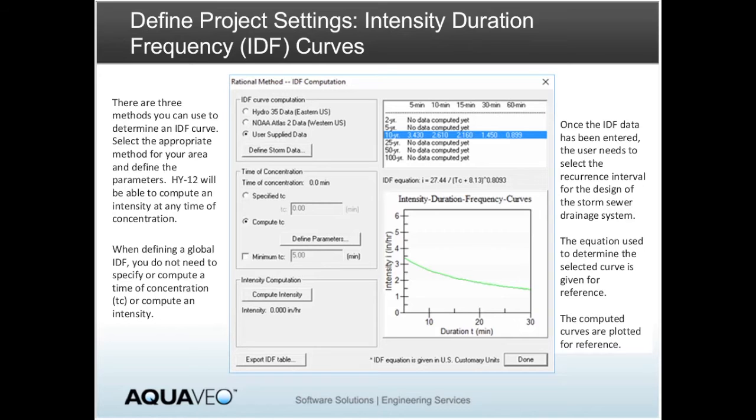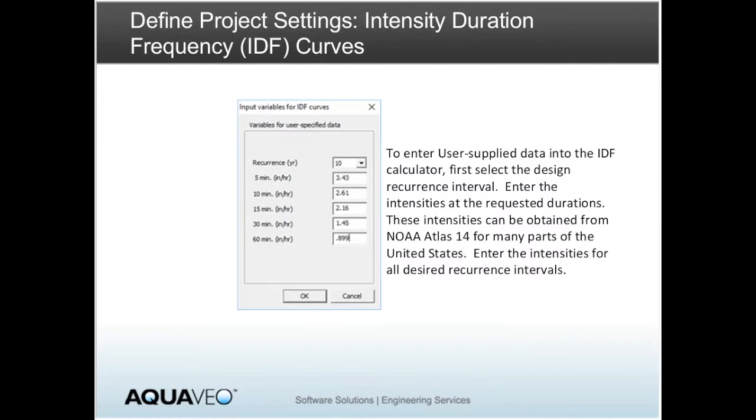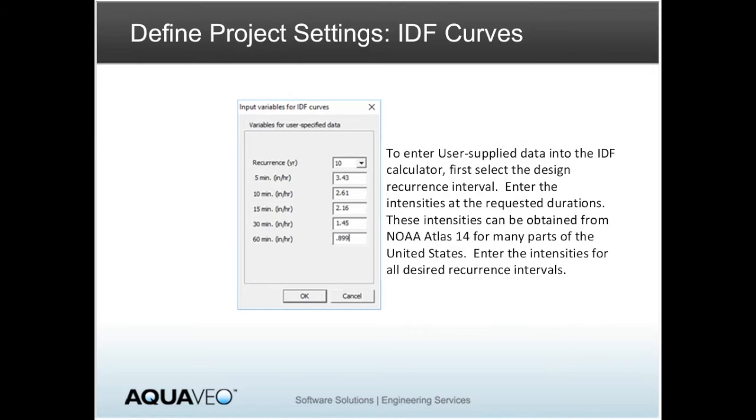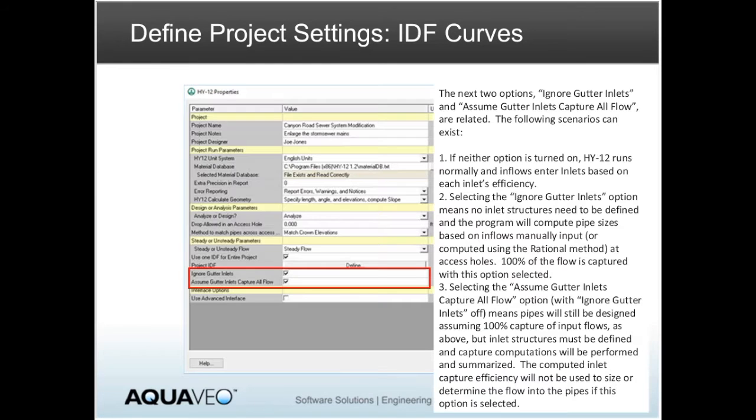Once the IDF data has been entered, the user needs to select the recurrence interval for the design of the storm sewer drainage system. The equation used to determine the selected curve is given for reference. The computed curves are plotted for reference. To enter user-supplied data into the IDF calculator, first select the design recurrence interval. Enter the intensities at the requested durations. These intensities can be obtained from NOAA Atlas 14 for many parts of the United States. Enter the intensities for all desired recurrence intervals.